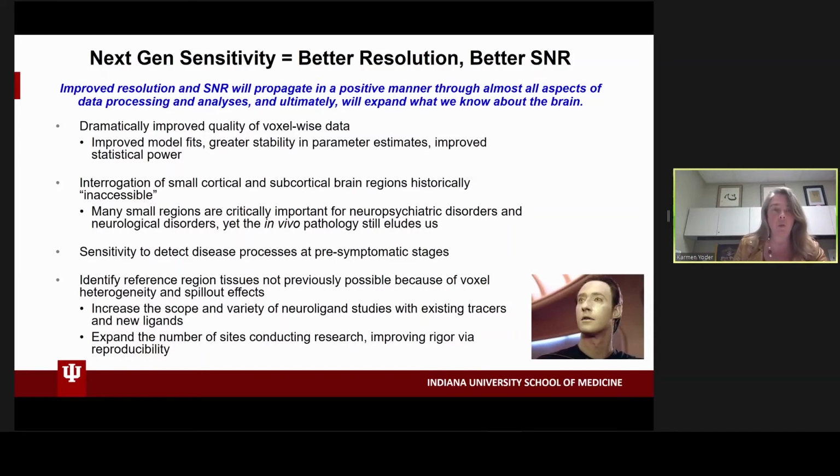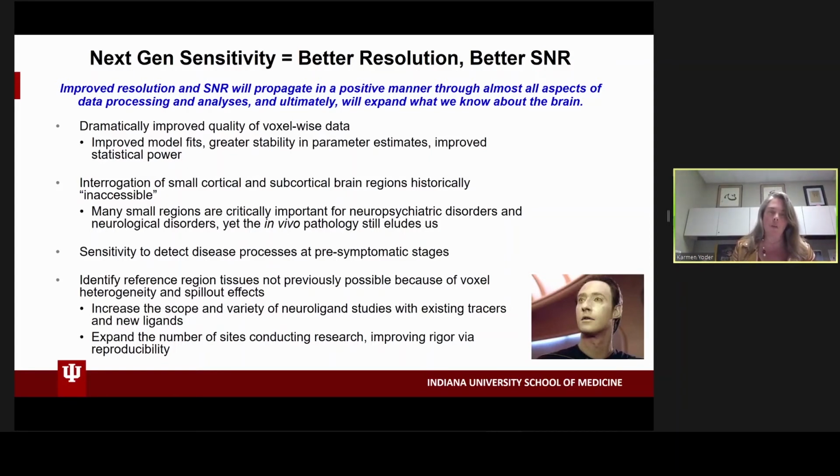It goes without saying, we're going to have dramatically improved quality all the way down to the voxel-wise level. We're going to have better statistical power to detect effects. We're going to have greater stability in parameter estimates. So there's really no bad thing about this here.